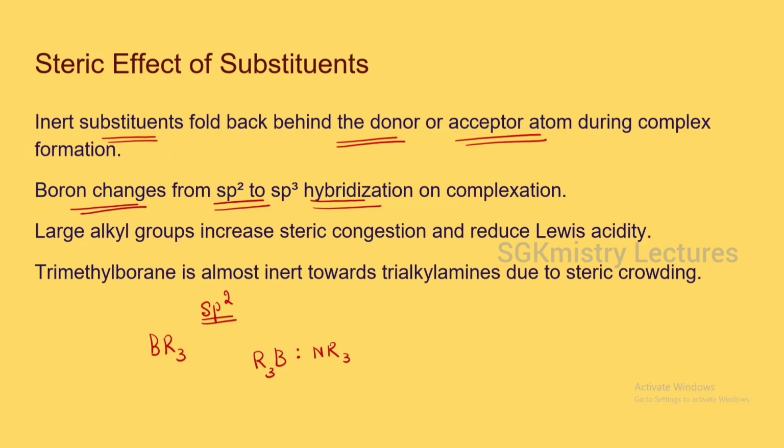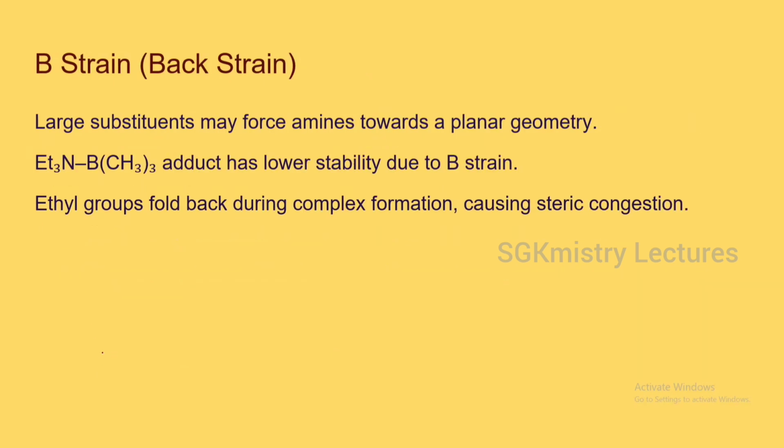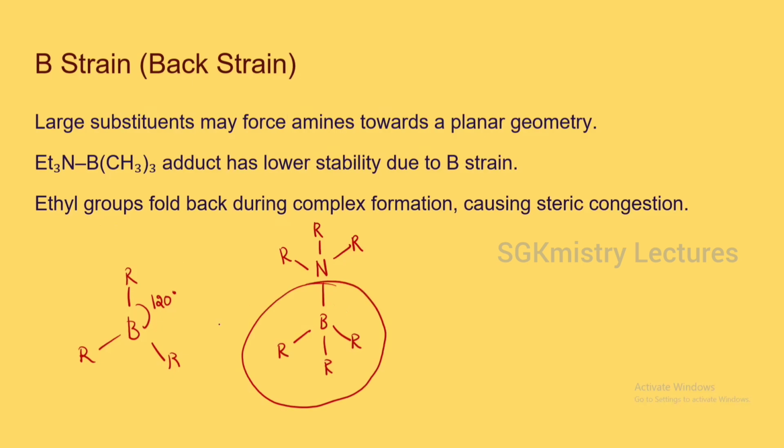Let us look into how the configuration changes here. In BR3, we know that the angle is 120 degrees, and first of all it was sp2 hybridized. Now, whenever it forms an adduct, let us consider NR3. Here we have boron with three alkyl substituents. Now you can see the structure, it is very clear. It is tetrahedral now, and the bond angle decreases to 109.5 degrees.